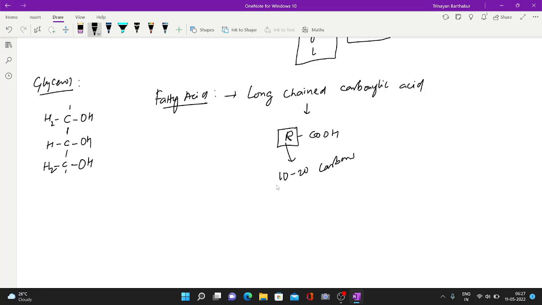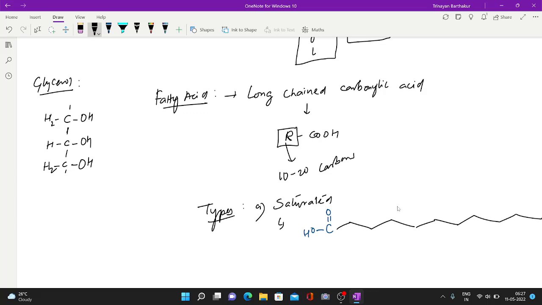Now, fatty acids mainly have 2 types. The first is known as saturated fatty acid. What exactly is a saturated fatty acid? If you take the carboxyl group, COOH, and suppose this is the R group, if the R group does not have any double bonds, then this is known as saturated.